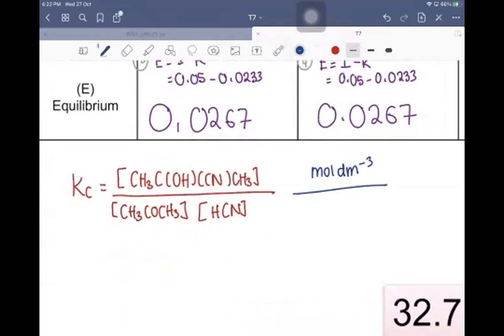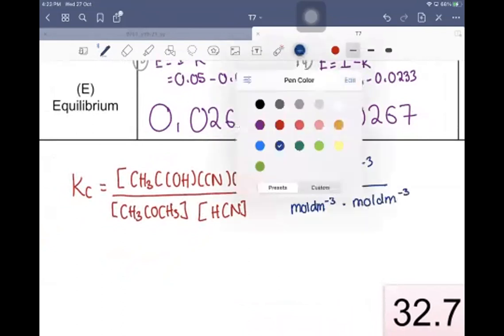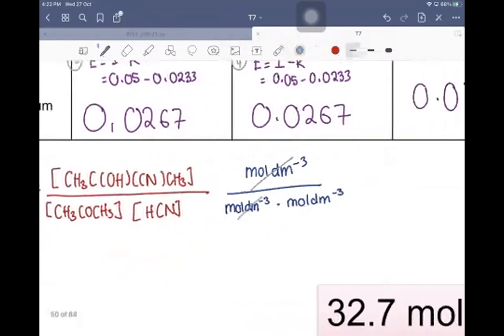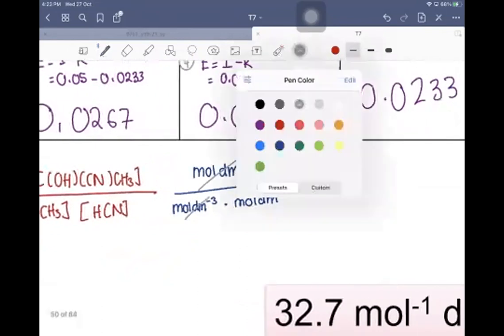Next is the units for the bottom part of your expression. There are two brackets: mole per dm cube times mole per dm cube. Okay, and they cancel out. So I've shown you this already.